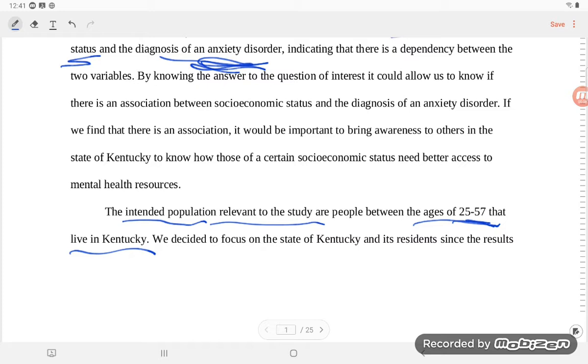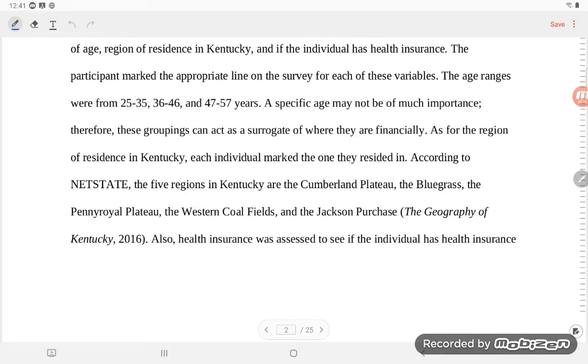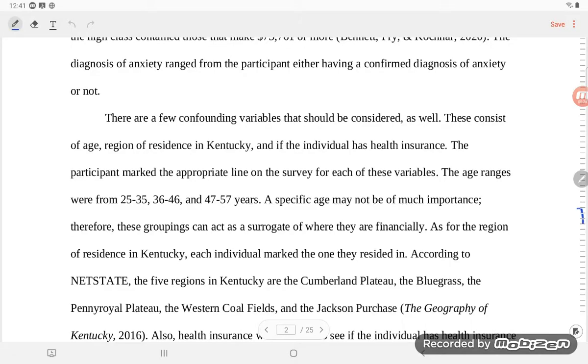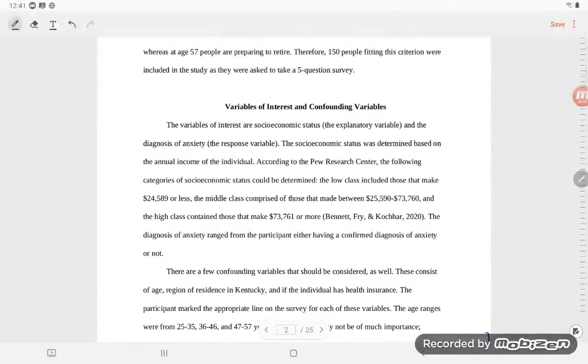So notice they're telling me why. They didn't just state, okay, this is the population. They said why it's the population. And so this is a big part of, oops, well, it works better if I grab it and move it around here.